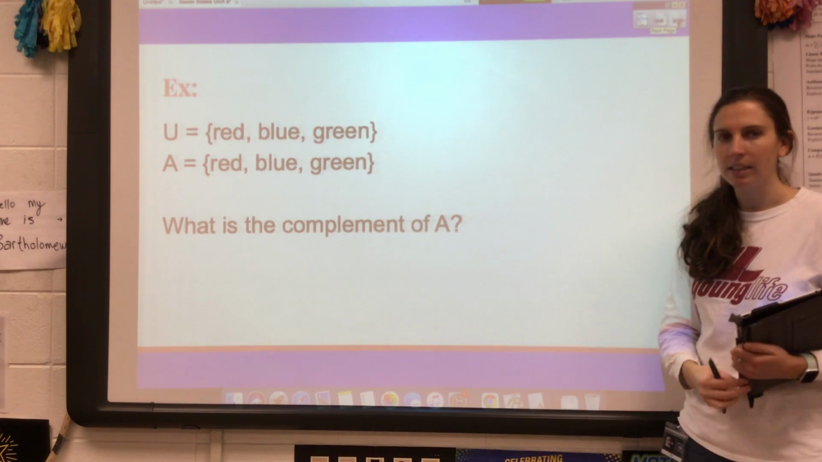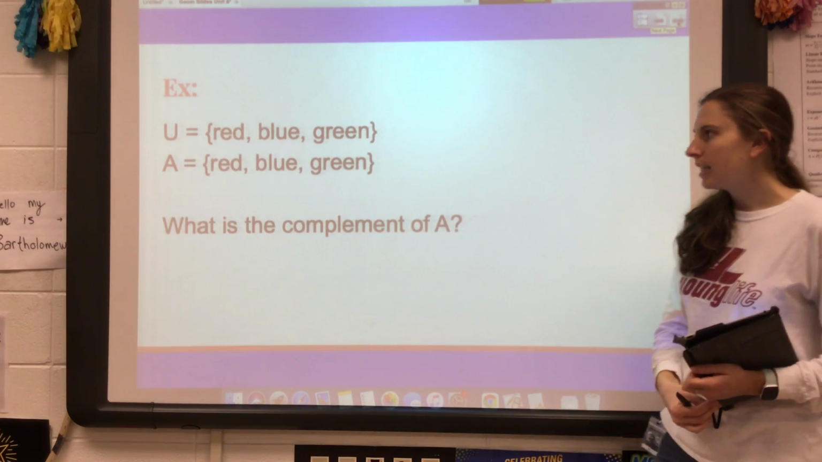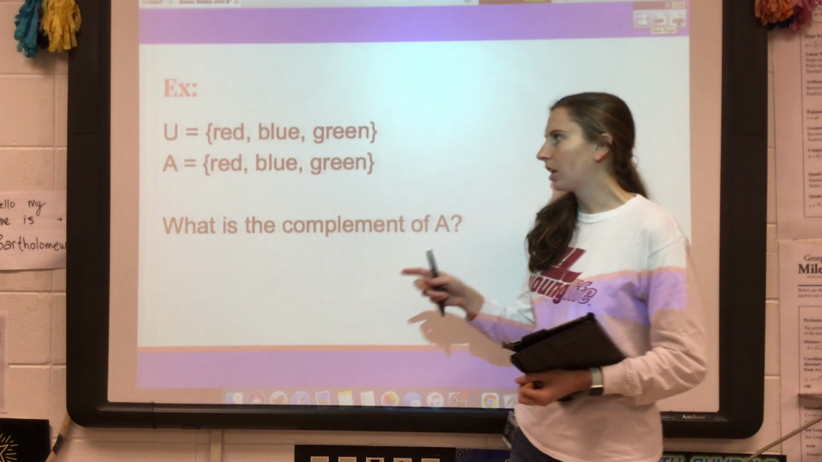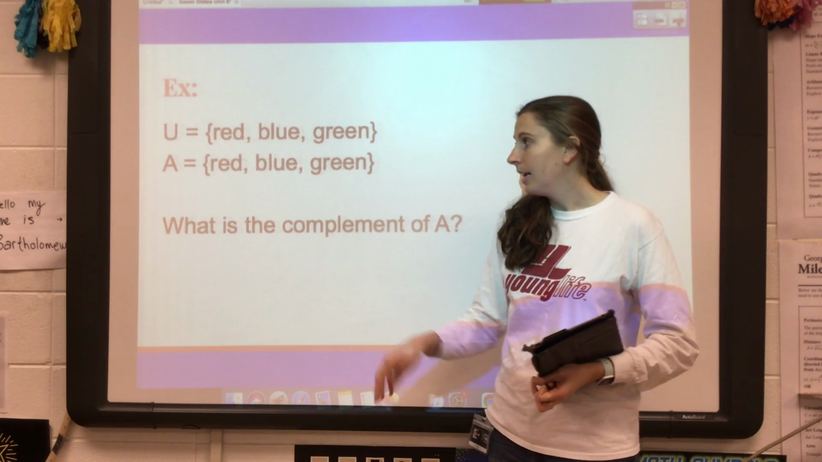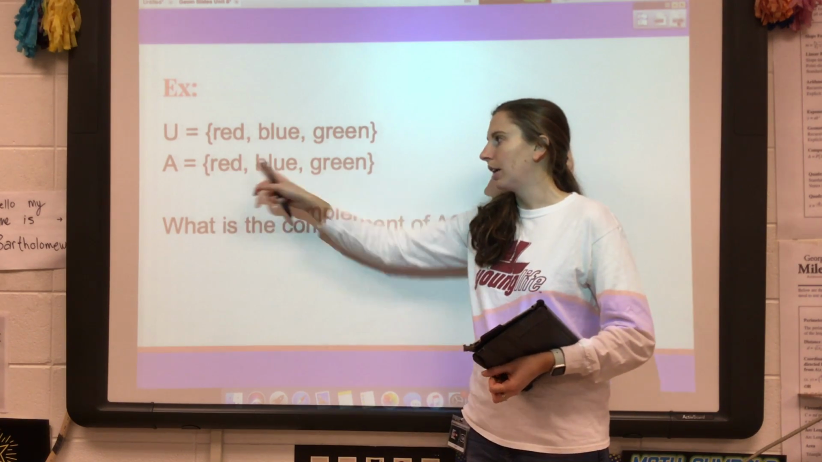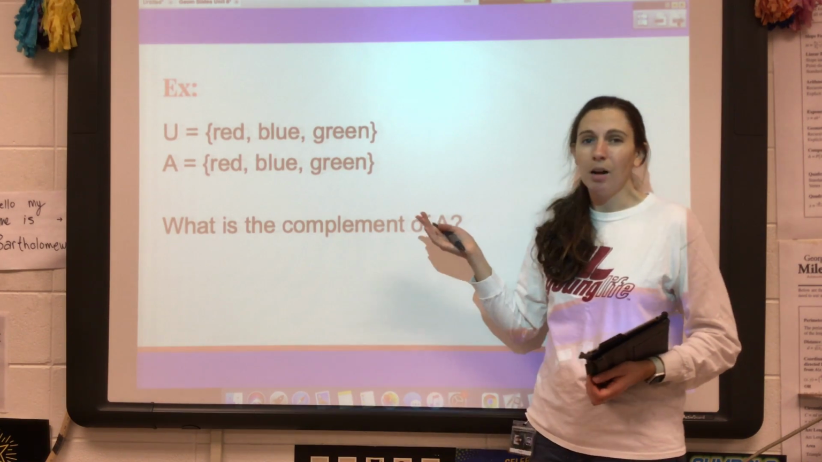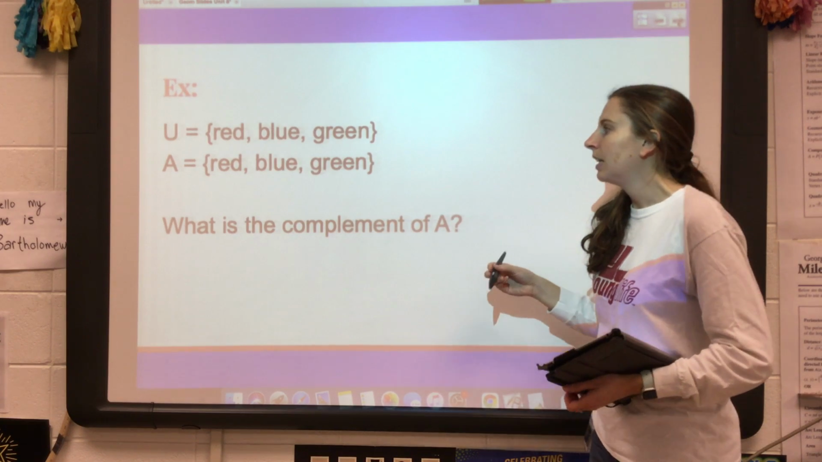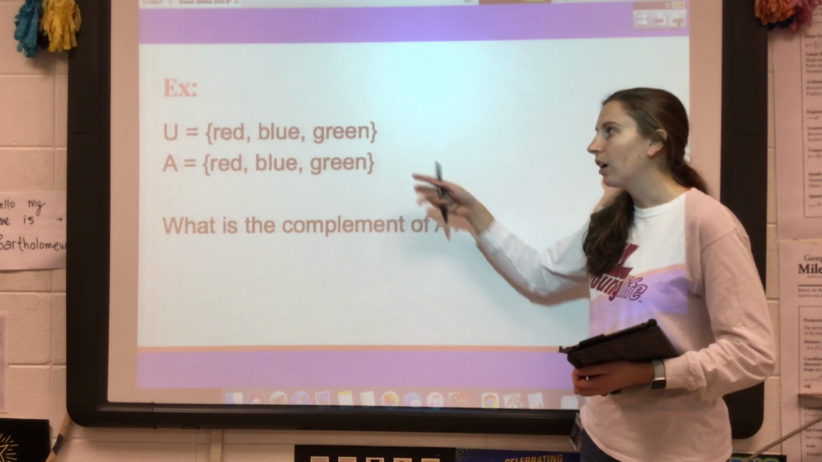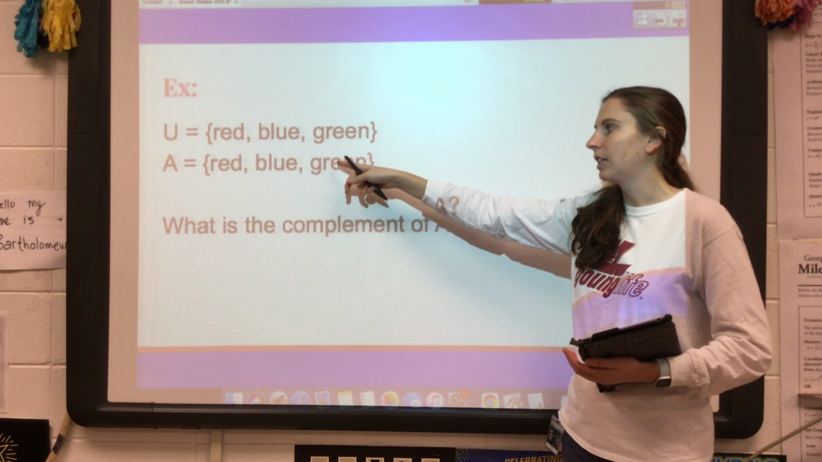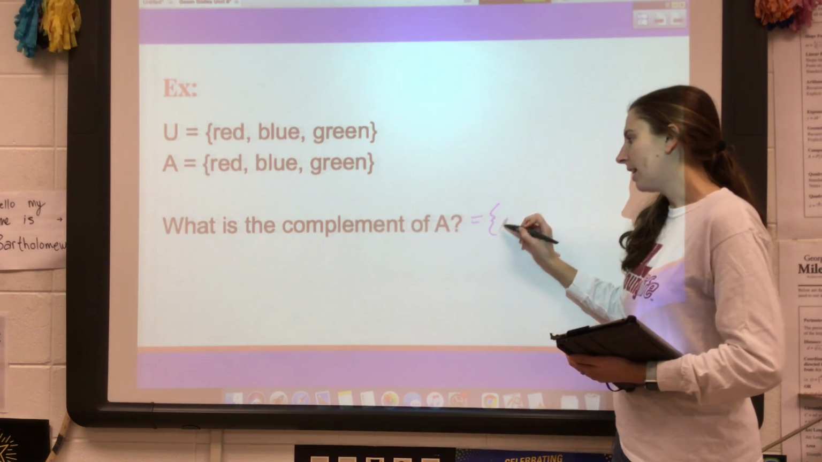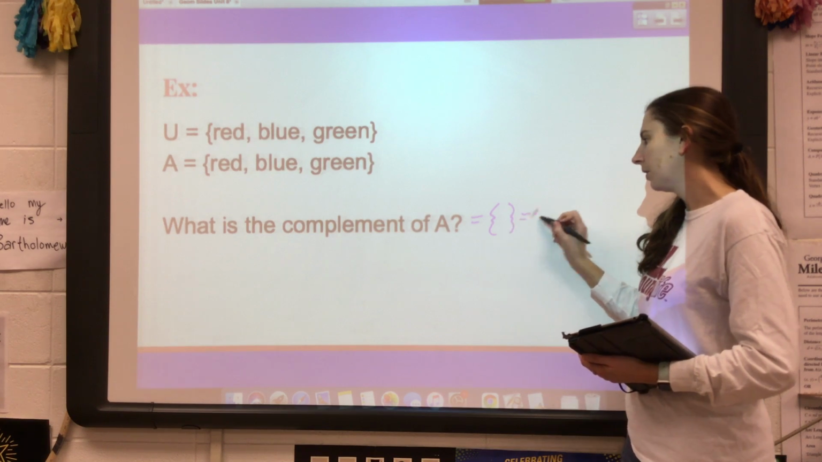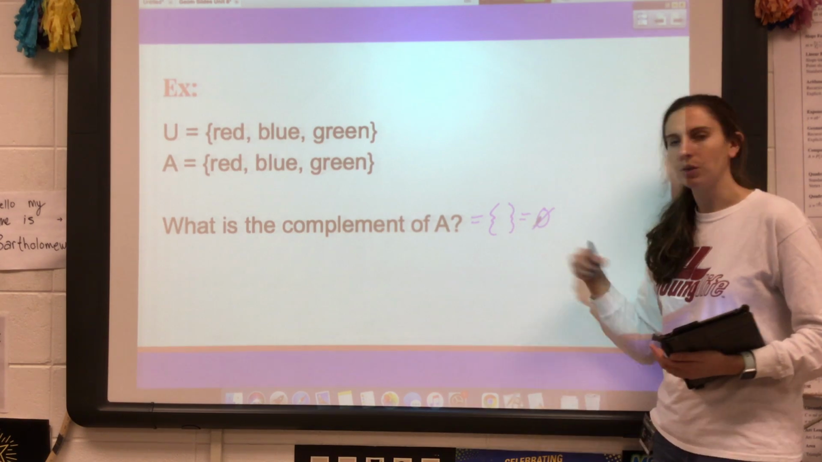Or, and this is kind of a weird scenario, let's say the universe is just the colors red, blue, and green. And then my set A is the colors red, blue, and green. What would be the complement of A? In this case, there are no elements in the universe that aren't in A. So the complement of A would once again be the empty set, which we can write either of these ways.